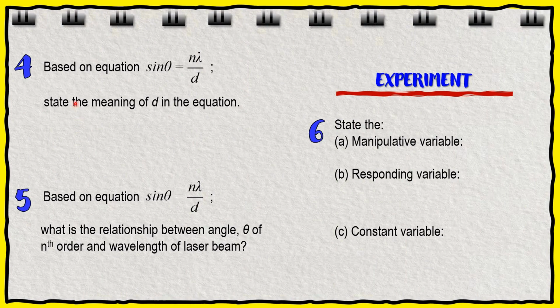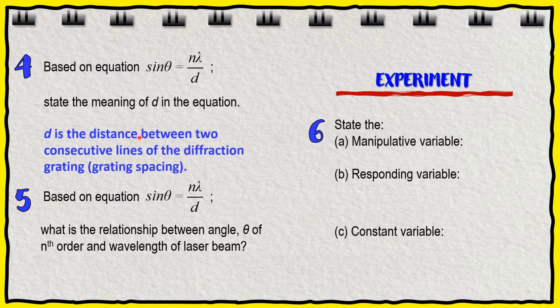For question number 4, based on the equation sin theta is equal to n lambda over d, state the meaning of d in the equation. D is actually the distance between two consecutive lines of the diffraction grating, or we can also say d is the grating spacing. For question number 5, based on the same equation, what is the relationship between the angle theta of n order and the wavelength of the laser beam? Referring to the equation, both of them are directly proportional.